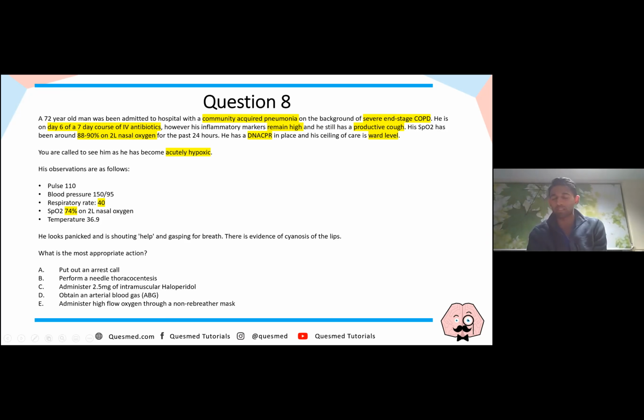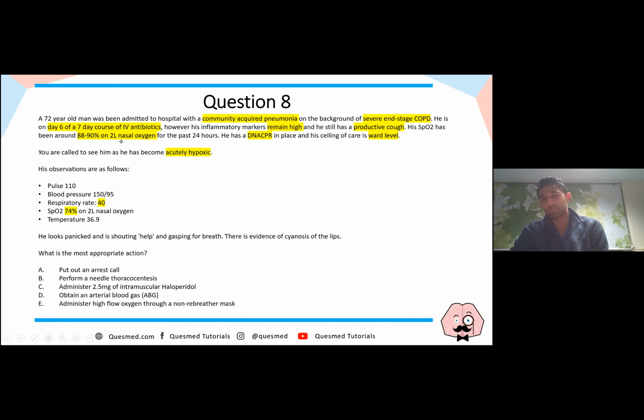He's not going to enhanced care. He's not going to a high dependency unit. He's not going to intensive care. He is very unwell. He's on day 6 of a 7-day course of IV antibiotics. His bloods are still bad. He's still symptomatic, and to be fair, his oxygen requirement at this point is actually not bad.